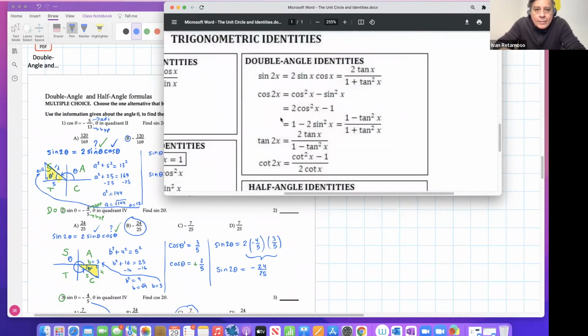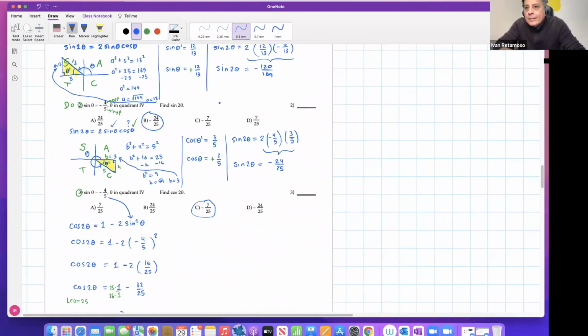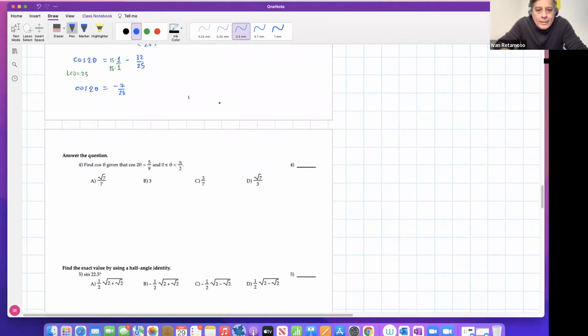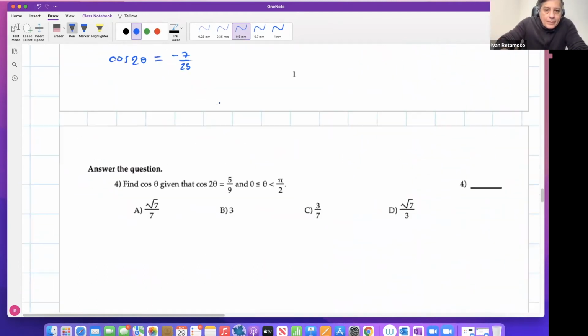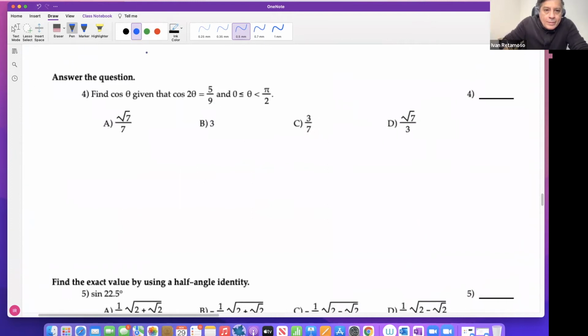All right, so this is for the double angle formula. Let me show you the last example so we can go over the half angle formula, okay? There is an example here, number 4, where they are asking you to do something tricky. Let me explain this to you.